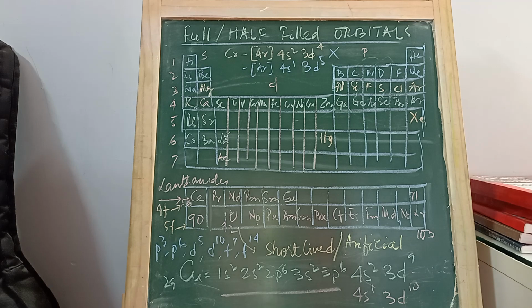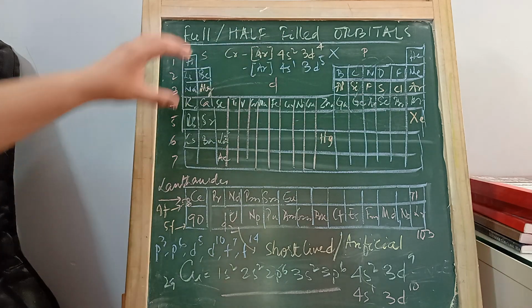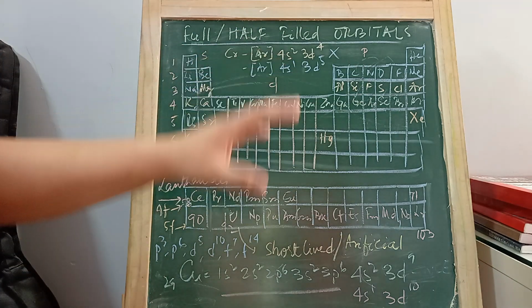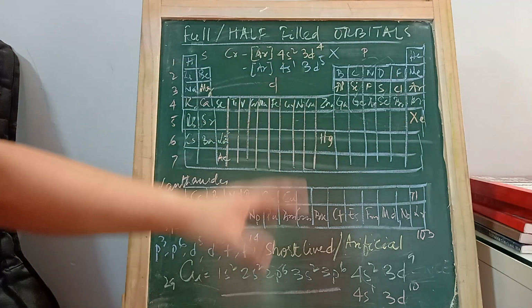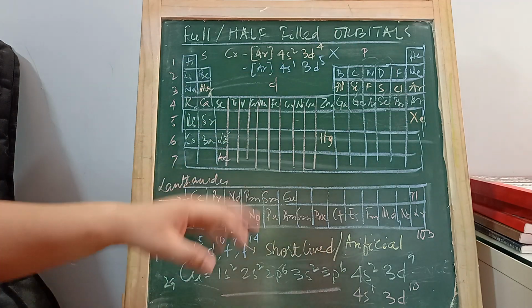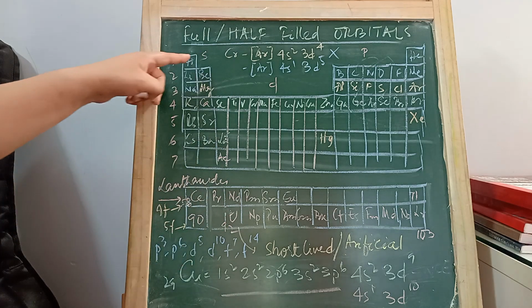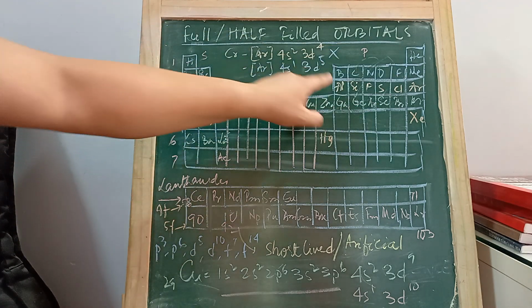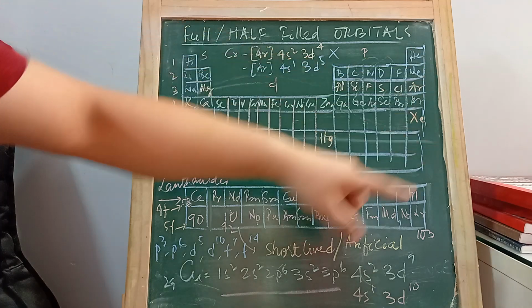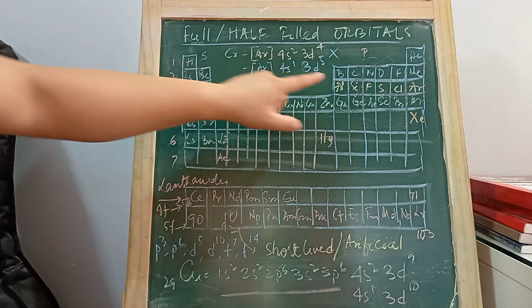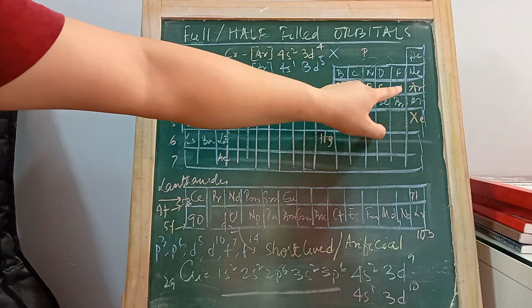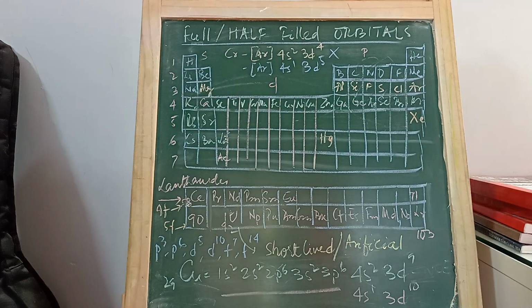Say, for example, this is the modern periodic table, and it's been divided into S block, P block, D block, and F block elements at the bottom. We have written electronic configuration of hydrogen, helium, then lithium, beryllium, boron, carbon, nitrogen, oxygen, fluorine, neon, sodium, magnesium, aluminum, silicon, phosphorus, sulfur, chlorine, up to argon. Now comes potassium. What is the electronic configuration of potassium?